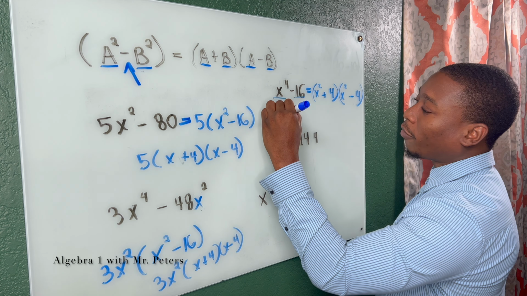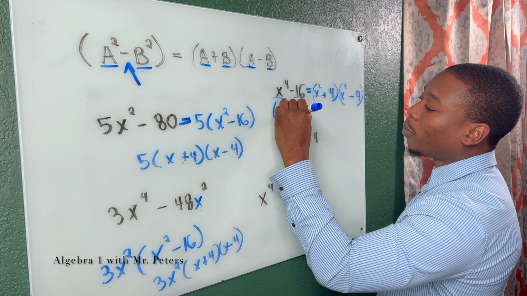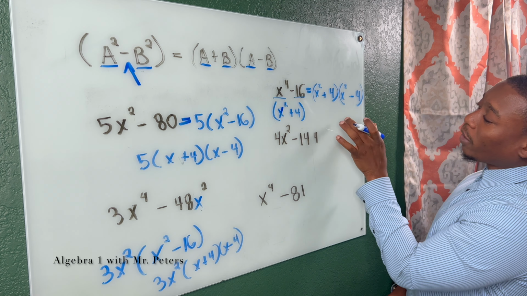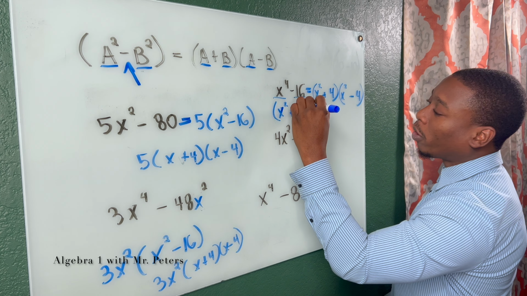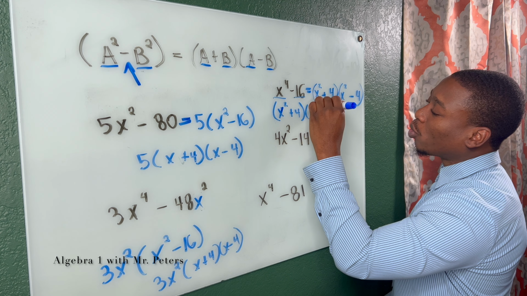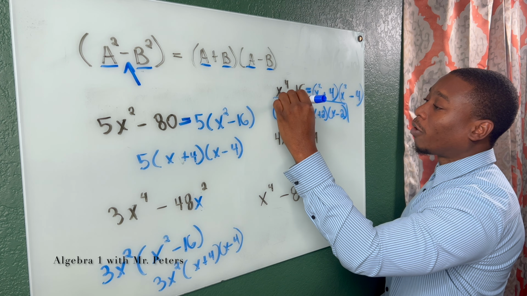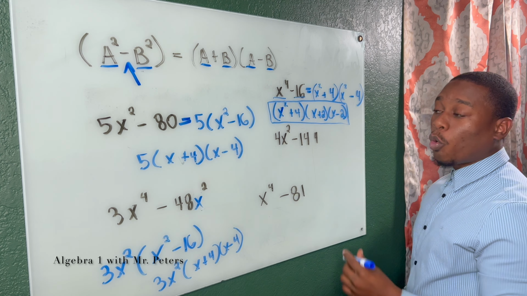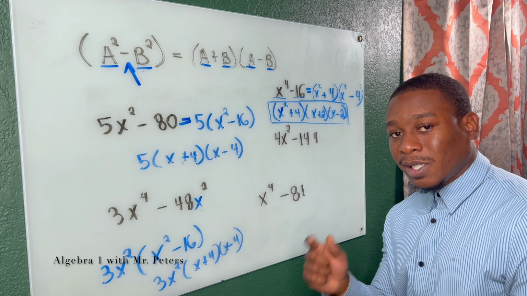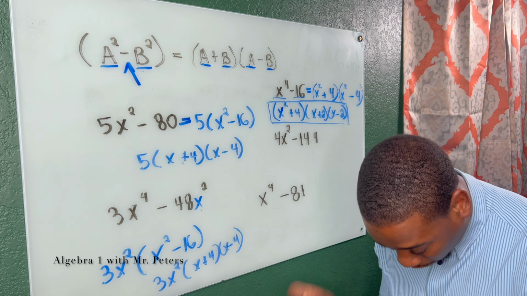So we're going to have x squared plus 4, and we're going to break down x squared minus 4 as x plus 2 times x minus 2. And this would be our final answer for that problem. And you're going to see this a lot, a lot, a lot.